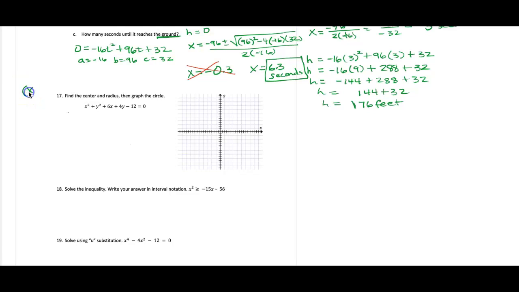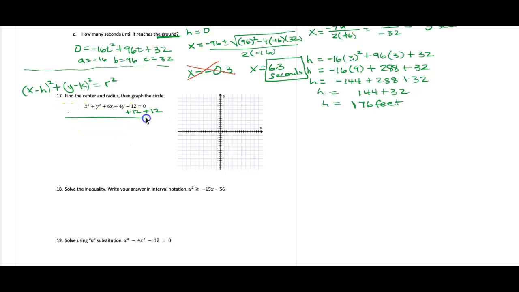So remember, standard form looks like this: (x minus h) all squared plus (y minus k) all squared equals r squared, because that's the way they gave that formula to you. And so to complete the square, we've got to get our x's together and our y's together, and we're going to start by adding that constant term over to the other side.